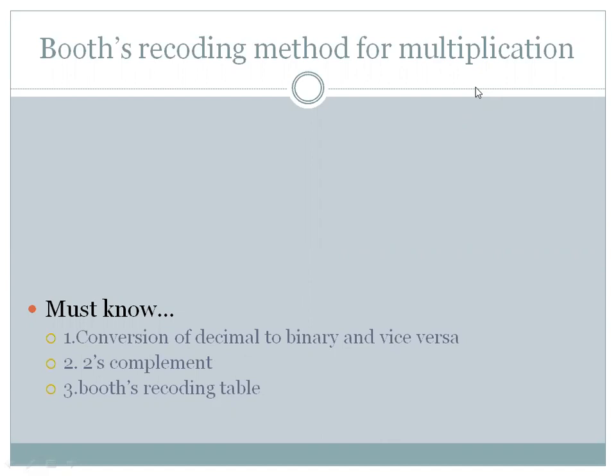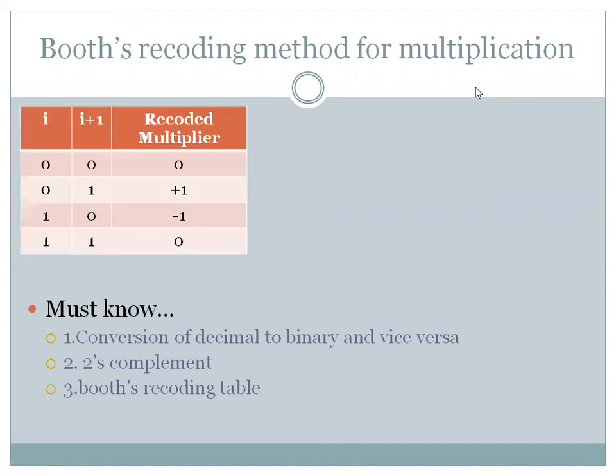Plus means the sign bit is 0. Minus means the sign bit is 1. Already we know very well. Before going to solve this problem, we must know three things. The first one is conversion of decimal to binary and also binary to decimal. Second, you must know the concept of 2's complement. Third, you have to memorize a Booth recoding table.